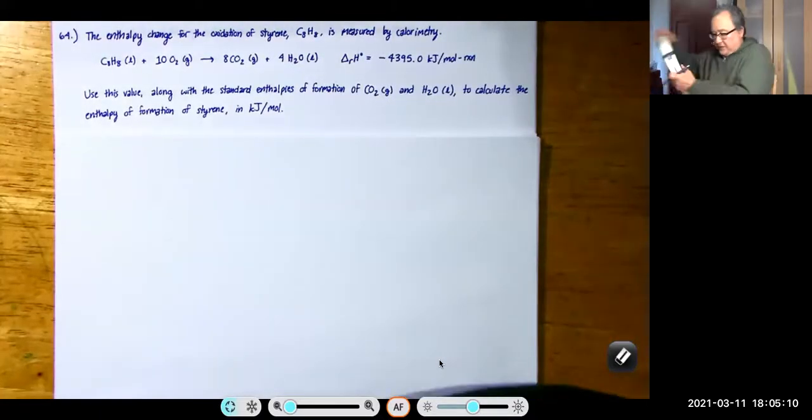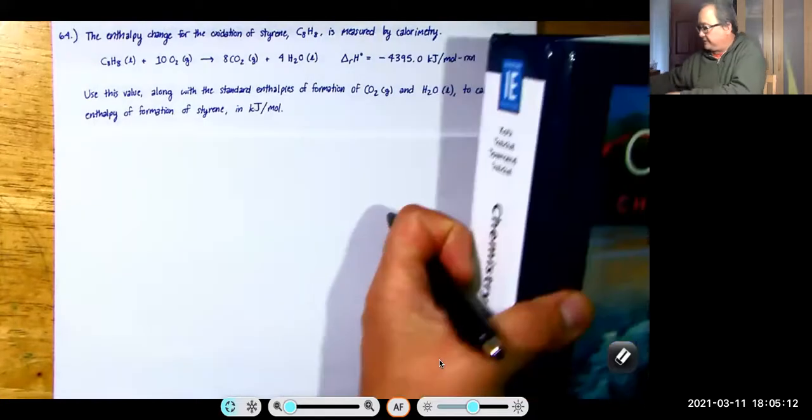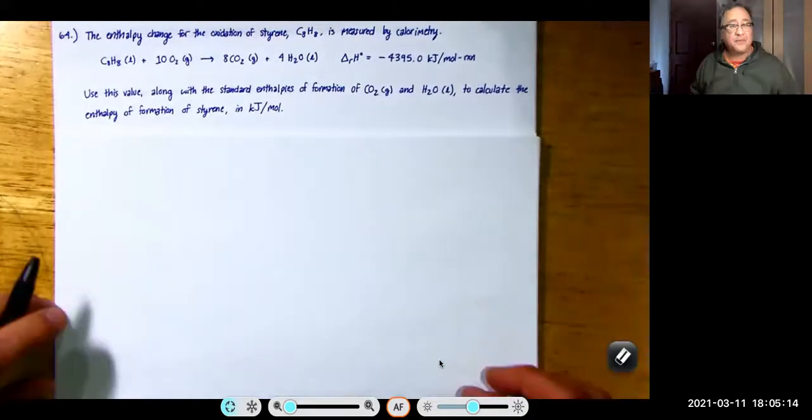I'm going to continue with doing problems from the back of the book. Right now, I'm on problem 64. So let's take a look at 64. Need to grab my book just in case I need it.